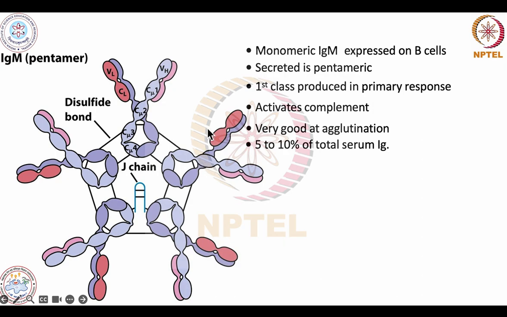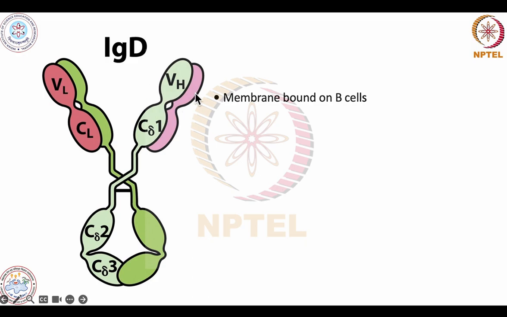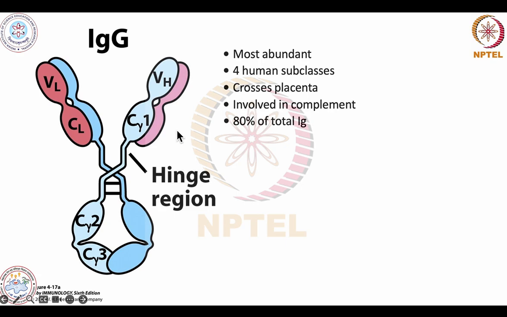IgM pentamer: monomeric IgM is expressed on B cells and its secreted form is pentameric. It is the first class produced in primary response, activates complement, is very good at agglutination, and makes up 5 to 10% of total serum immunoglobulin. IgD is membrane bound on B cells. IgG is the most abundant, with 4 human subclasses, crosses the placenta, is involved in complement, and makes up 80% of total immunoglobulin.